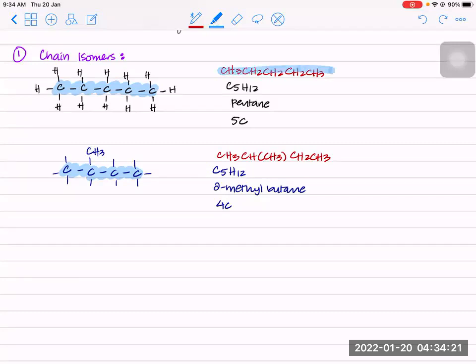Do you see the structural formula is different because of the main chain? This one has a chain of 5, this one has a chain of 4. Therefore, it is a chain isomer.